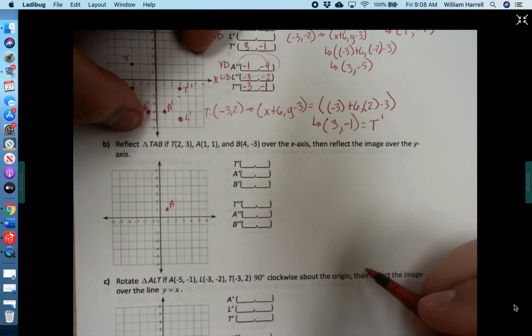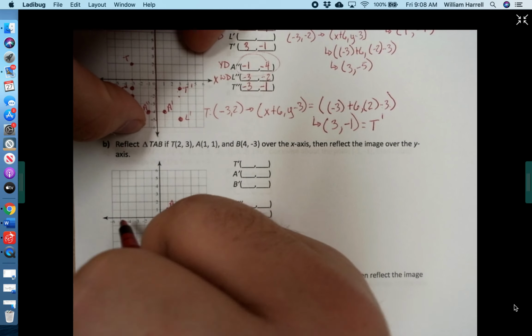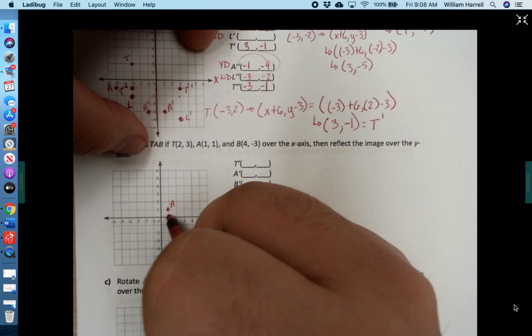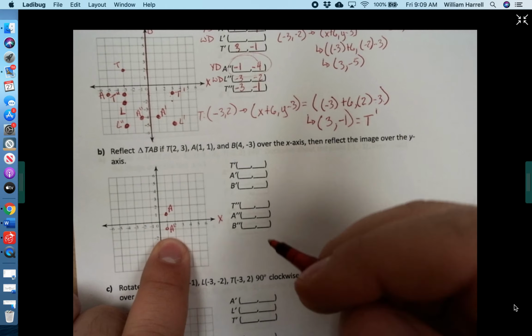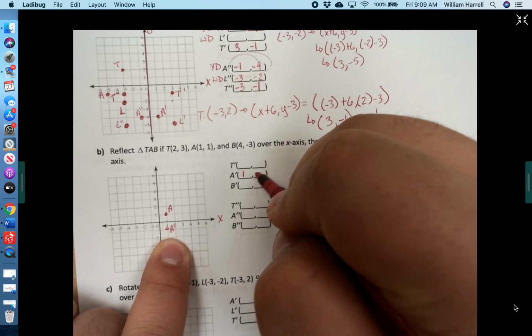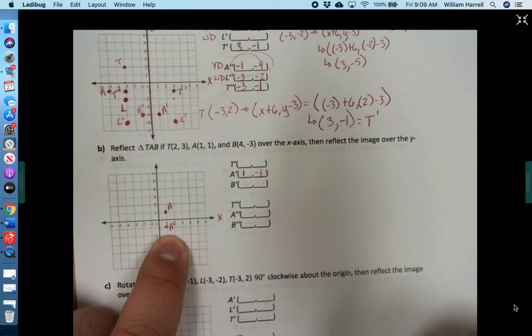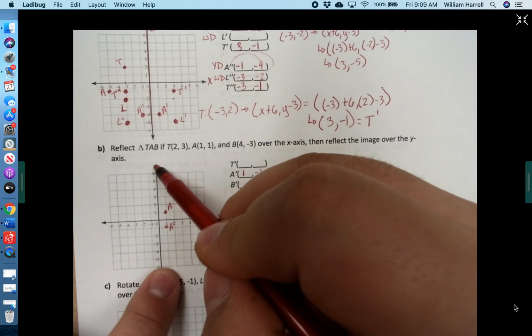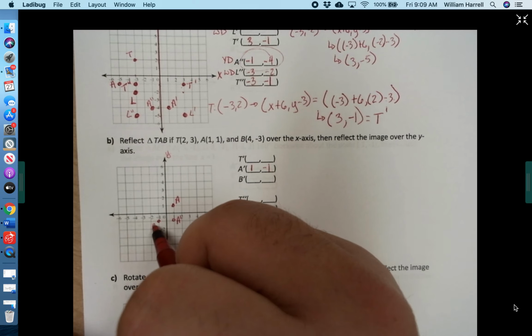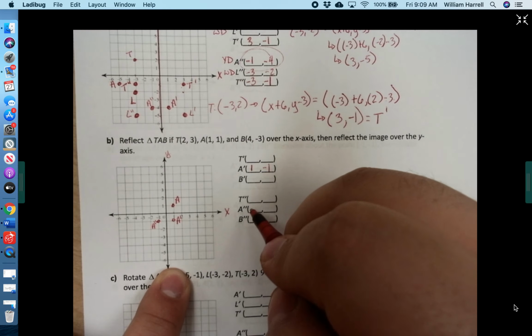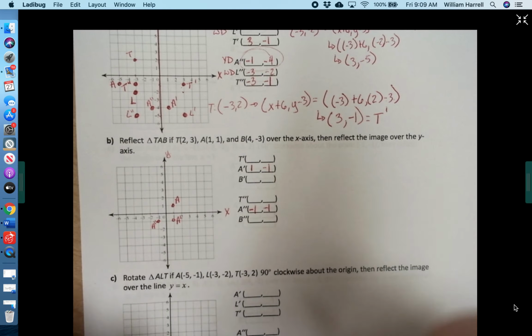First thing I want to do is reflect over the x-axis. So here goes my x-axis. I'm going to reflect over it. I'm up 1 from it, so now I need to go down 1. I'm going to plot this. So it is (1, -1). And then I'm going to reflect it over the y-axis. After I reflect over the y-axis, I finish here, and this is (-1, -1). And that would have been my answer. Okay. Now, y'all do T.